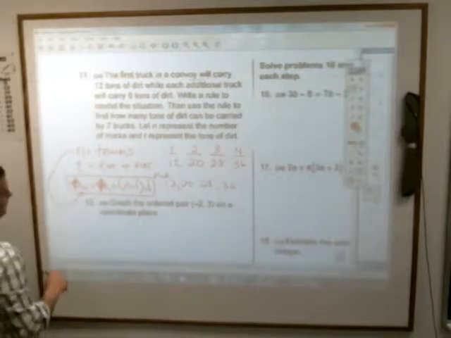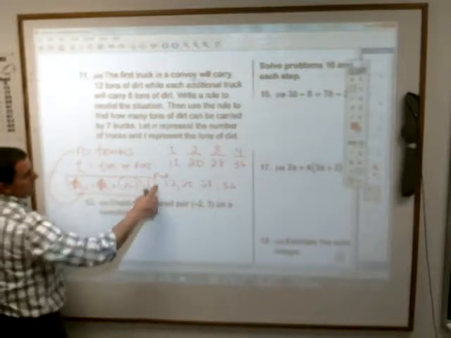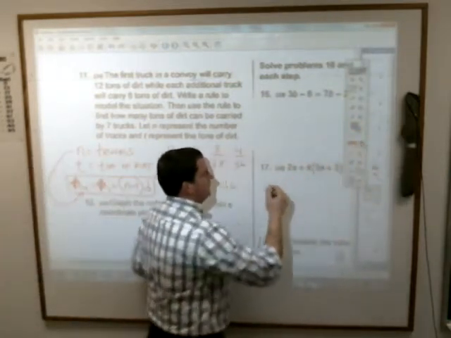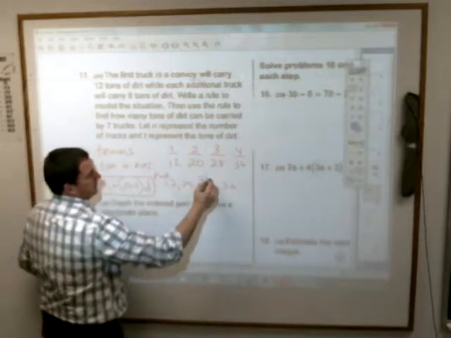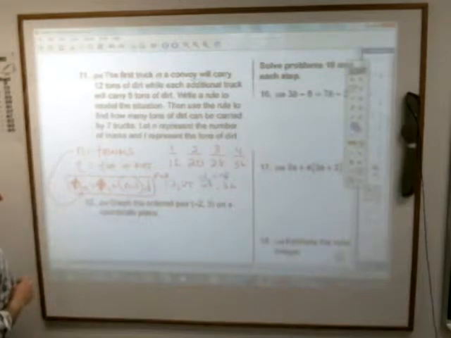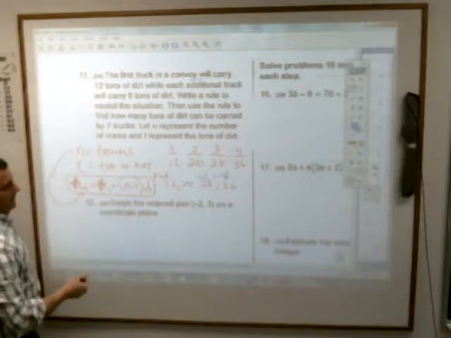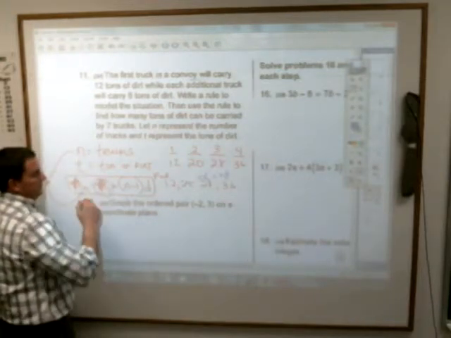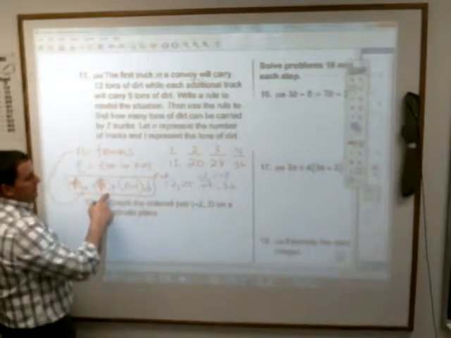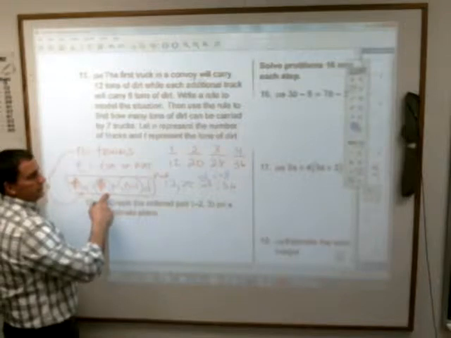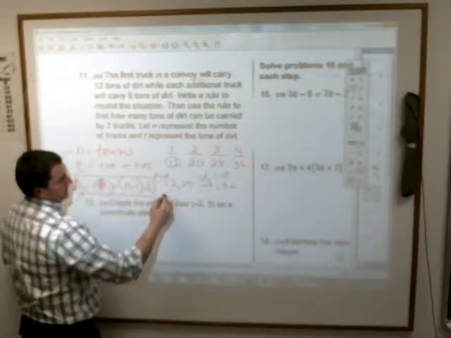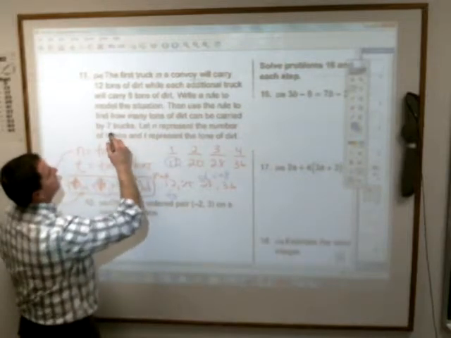So let's think about this now. What is, first of all, the letter d? What is your common difference? Common difference equals adding 8, correct? And t sub 1 is the first term. What was my first term? 12.